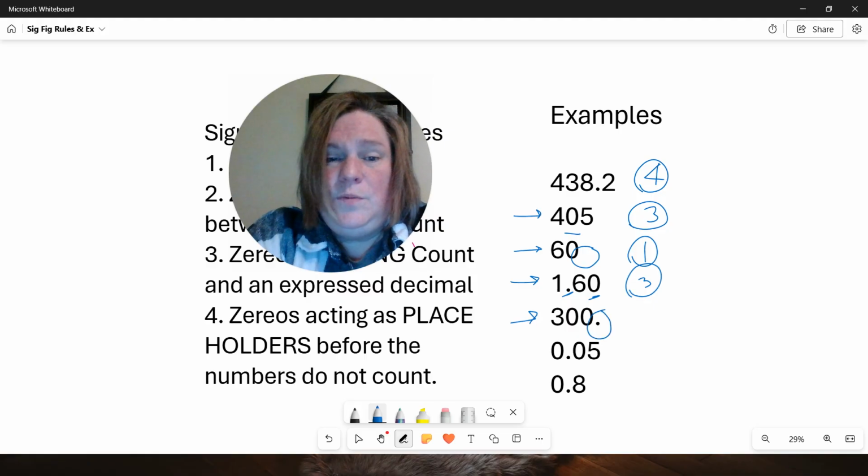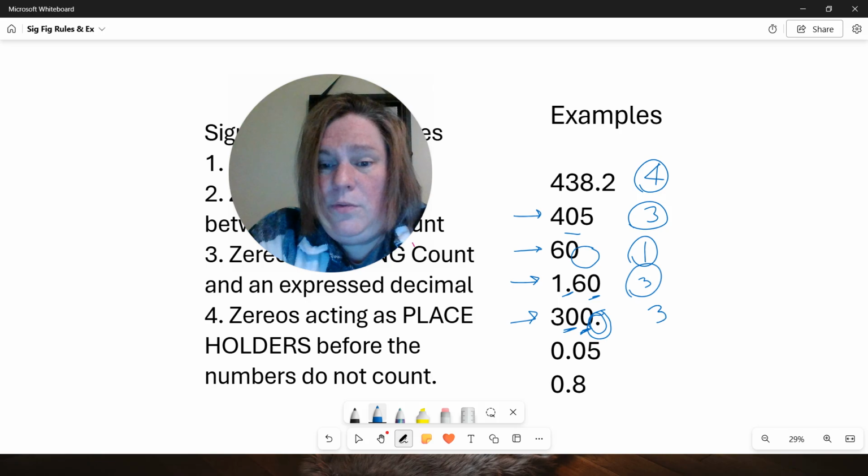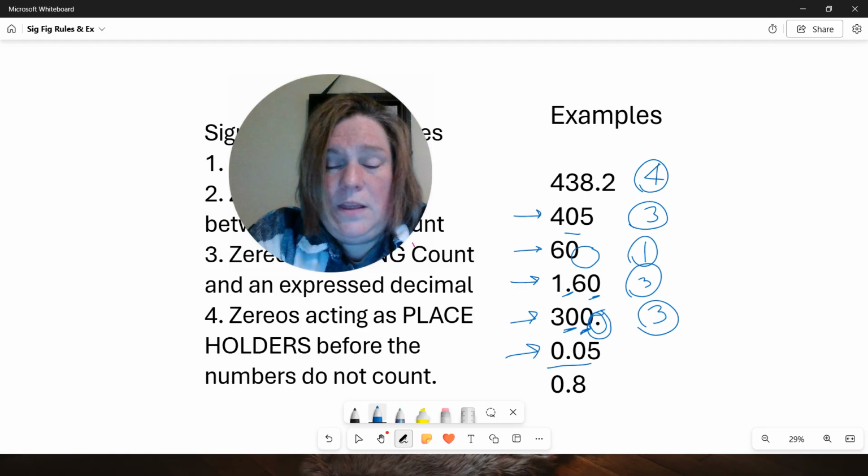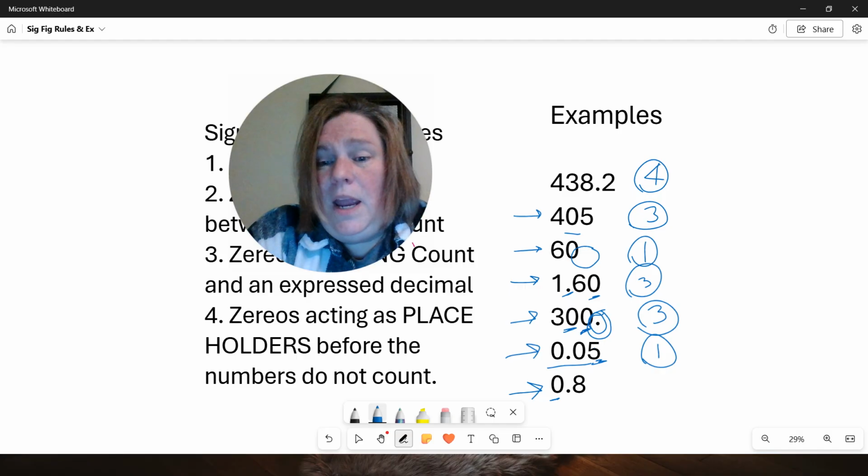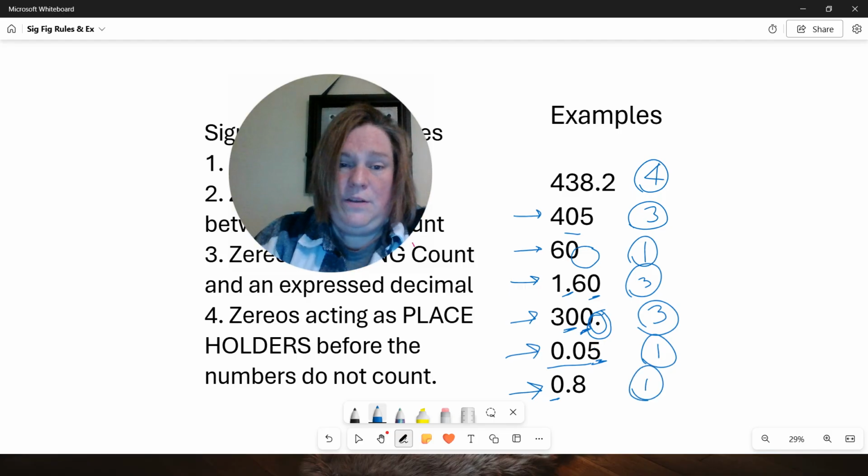300, and notice there's an expressed decimal point, and that is intentional. This trailing 0 at the end is being told it's significant with this decimal being expressed. And the 0 in between is wedged between two significant numbers. So all three of these are significant. 0.05. These zeros are placeholders. They are in front of the 5, which we know counts, and therefore only the 5 counts. Likewise, in 0.8, the 0 is a placeholder, and only the 8 counts, so there is one significant number.